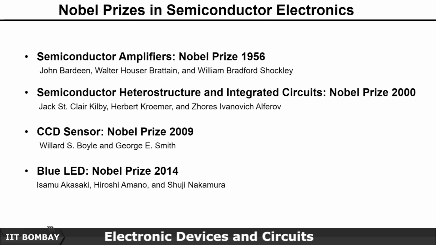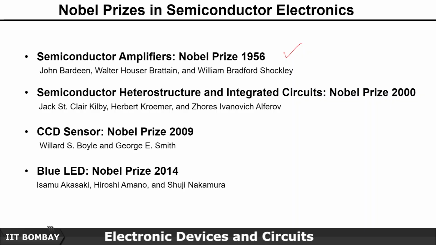And if you see the series of Nobel Prizes that have been given in the area of semiconductor electronics, one of them is for semiconductor amplifiers, which started in 1956, given for the point contact semiconductor amplifier, and then in 2000 for semiconductor heterostructures, which are very important for photonic devices and integrated circuits.